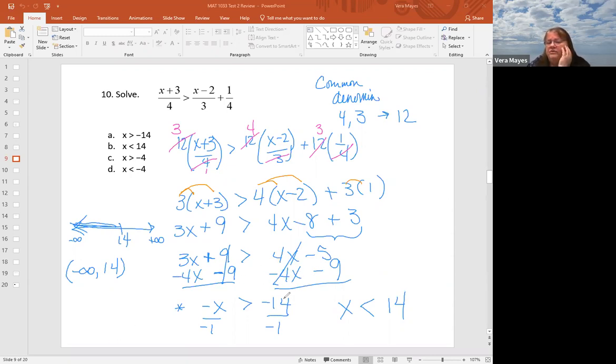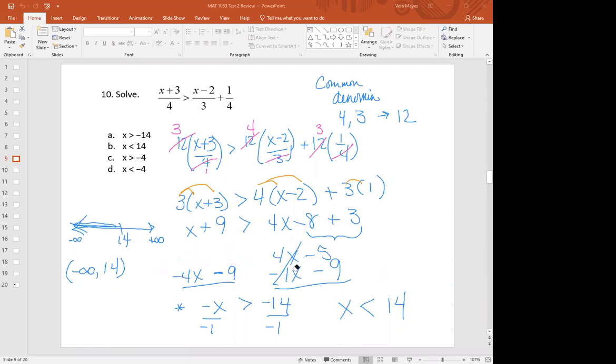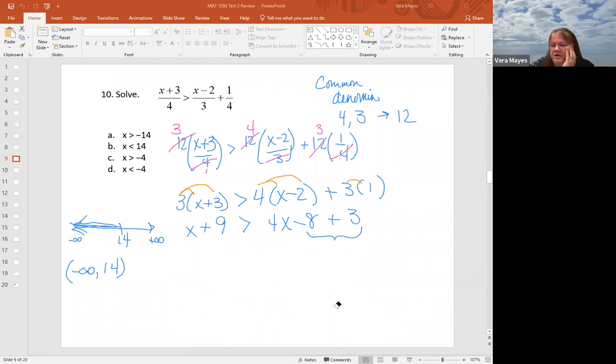Now, you don't have to do this in one step. Sometimes I do it in one step, sometimes I do it in two, depending on what I see. So at this point, we had x plus 9 greater than 4x minus 5. Oh, this was a 3x, I erased it. So you could go ahead and just bring the 4x over first, doing the opposite sign. So this one cancels, leaves you with negative x plus 9 is greater than negative 5.